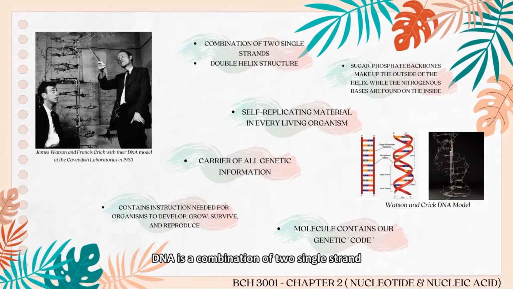DNA is a combination of two single strands forming a double helix structure as represented in Watson and Crick's model. DNA is self-replicating material that is in every living organism. In simplest terms, it is a carrier of all genetic information. It contains the instructions needed for organisms to develop, grow, survive, and reproduce. It is one long molecule that contains our genetic code. Therefore, the biochemistry topic that has been covered is nucleotide and nucleic acid in chapter 2.